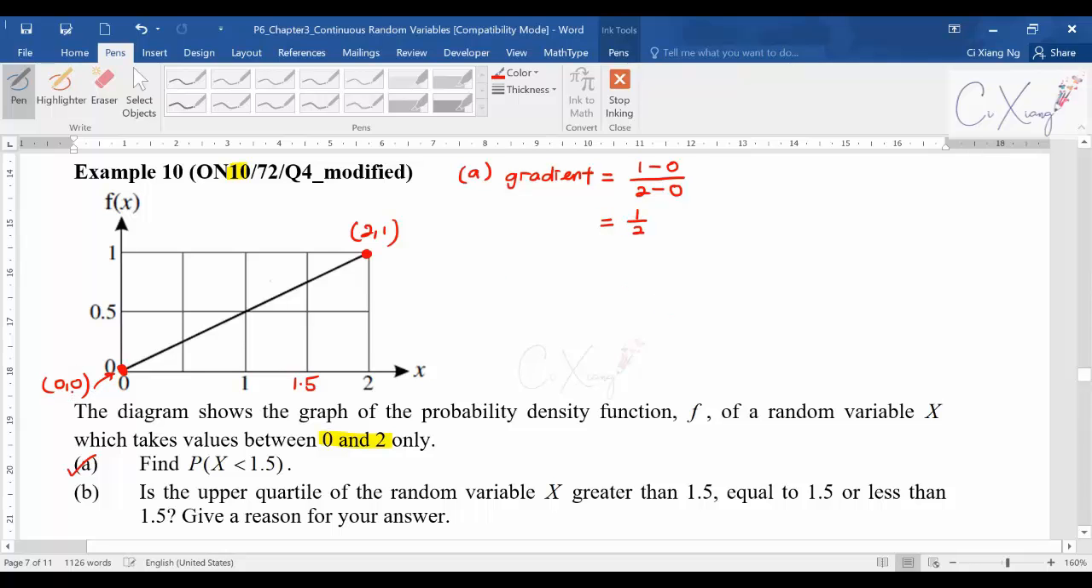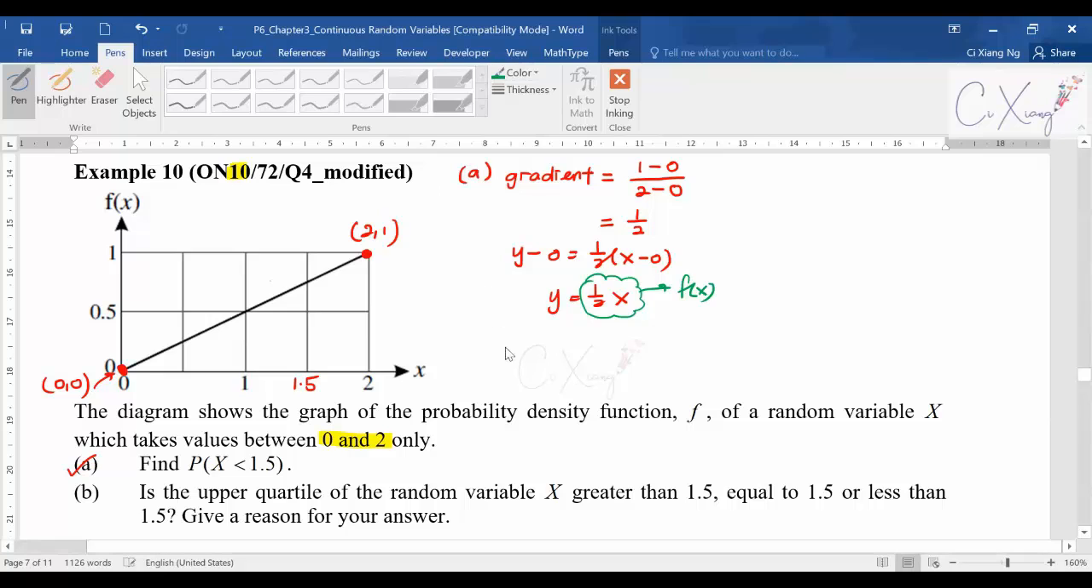And after that, I use the passing point 0, 0 and also this gradient to try to form the equation. So y minus 0 equals mx minus 0. So y equals half x. Okay, so once you know the function already, this is your function actually. Y equals half x means that this is your f(x).